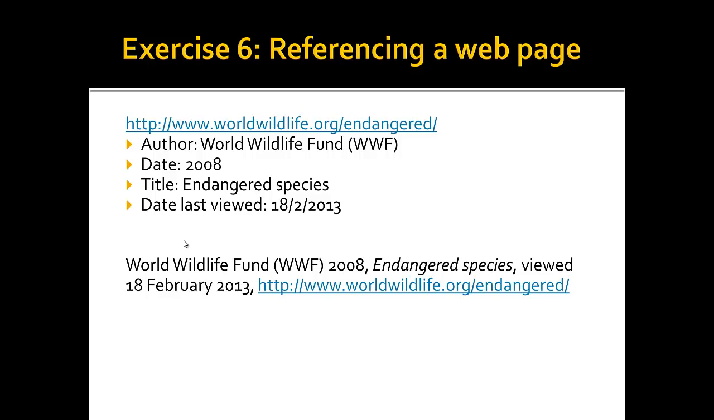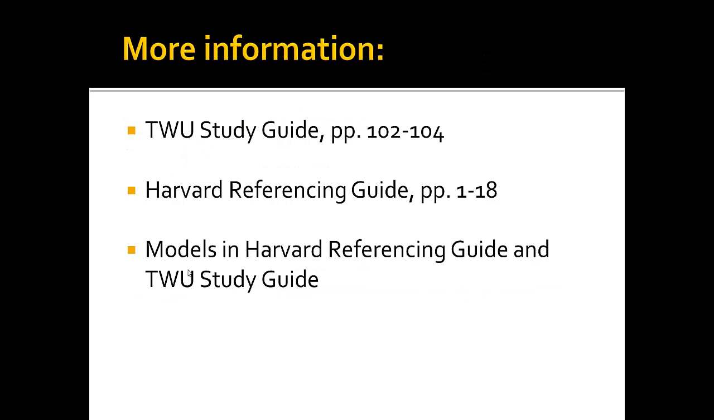We list that because sometimes websites change. So we need to list the date that we looked at it, and that's the date that we saw it. So following that, we have the web address, and that link can be live so that the readers can look up the source for themselves.